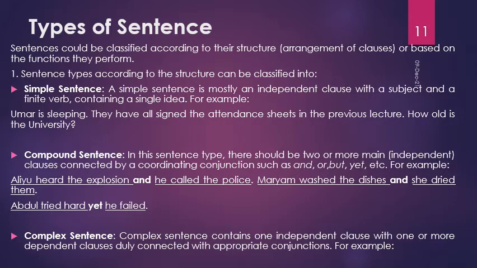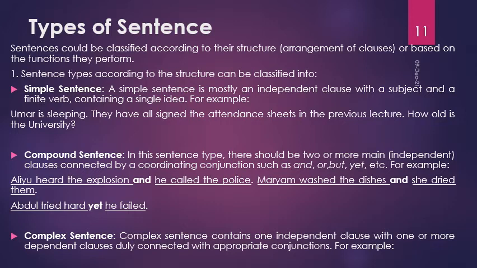The simple sentence is a sentence which is mostly an independent clause with a subject and a finite verb. For example, Omar is sleeping. How old is the university? On the other hand, a compound sentence has two or more independent clauses connected by a coordinating conjunction, such as the use of and or but.